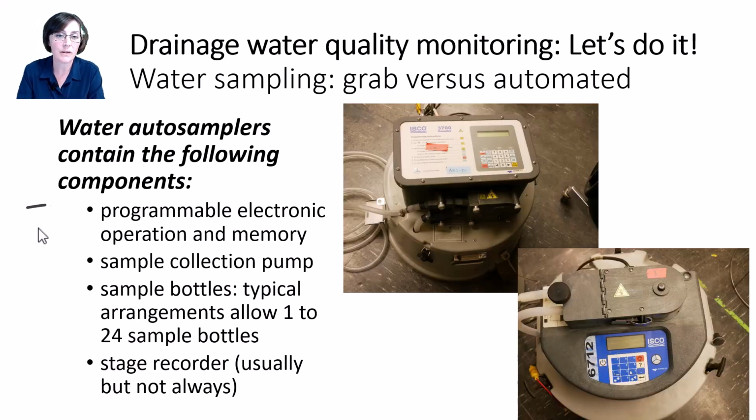Every auto sampler has electronics to run its operation and memory. And then there's a small pump that kicks on when it's programmed to, and that's what pulls the sample up into the bottles. Those first two components are housed at the top of the auto sampler.